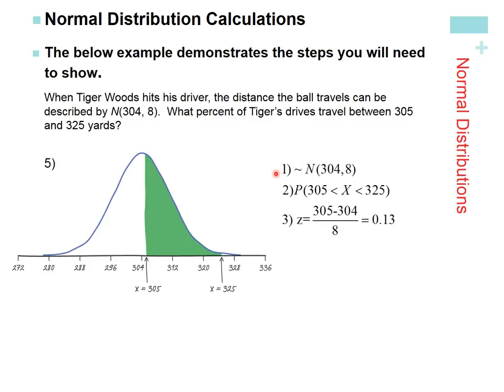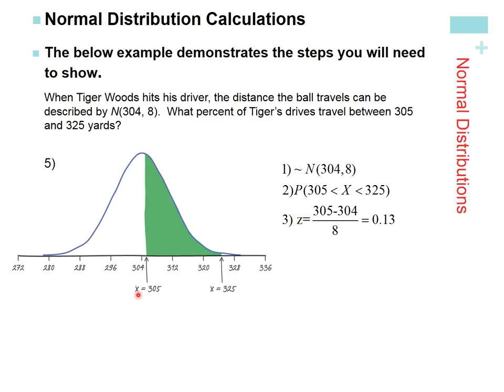The second step is to make sure that you write specifically what we're looking at. It's approximately normal with a mean of 304 and a standard deviation of 8. Then from your curve, what probability are you finding? What percent under the curve are you finding? You're finding the percent between 305 and 325. So you want to include the probability that x is between 305 and 325. Then we have to standardize that.